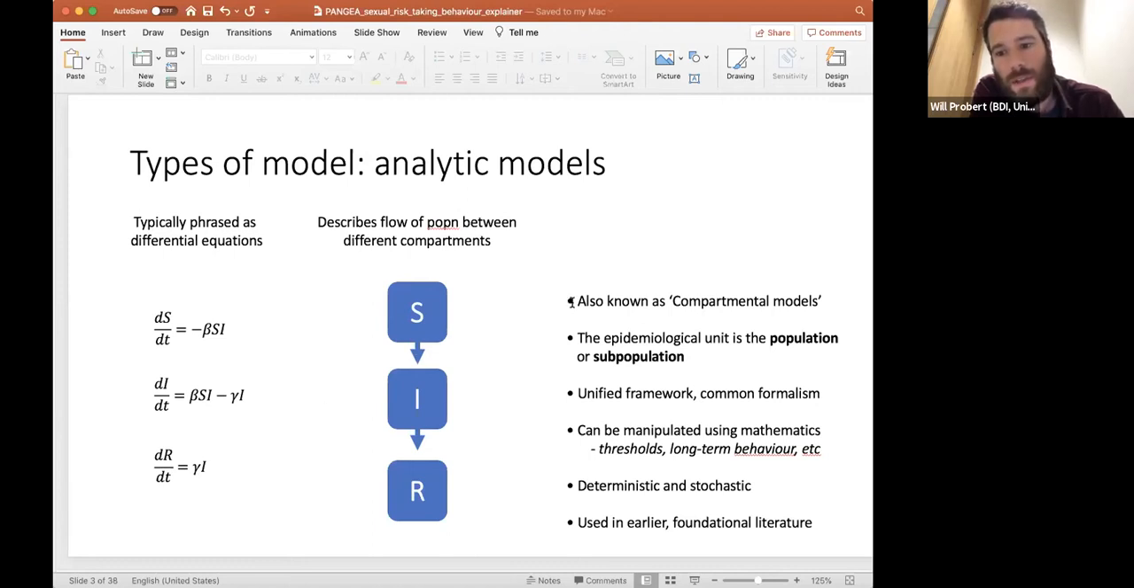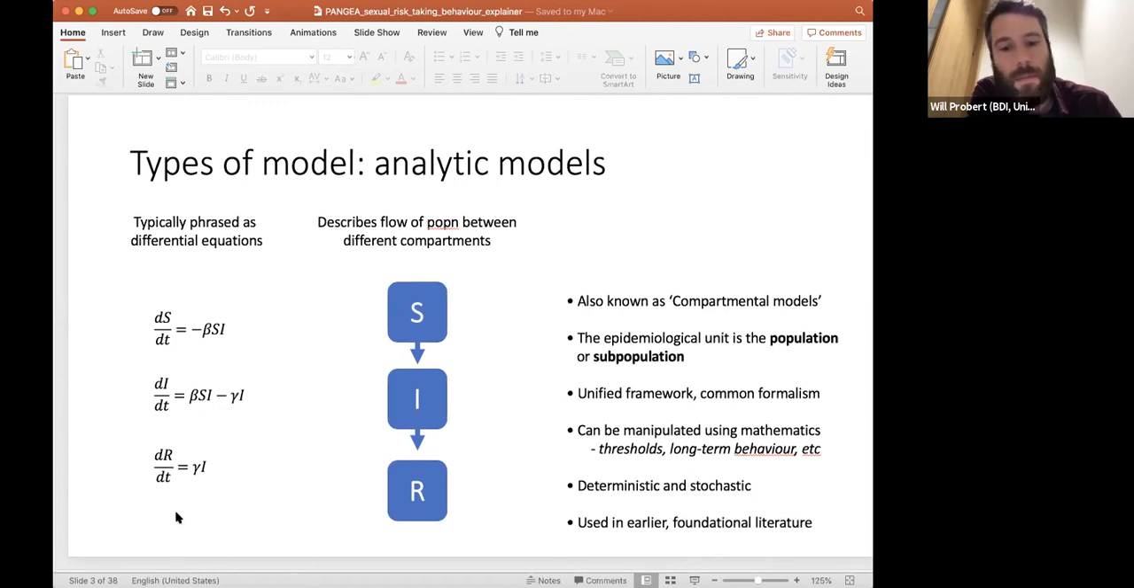So these are known as compartmental models. It's key to keep in mind that the epidemiological unit in these sorts of models is typically the population or a subpopulation. It doesn't have to be, but it typically is. This is a unified mathematical framework, so we have a common formalism, and there are some fantastic benefits to that, in that these models can then be manipulated using mathematical tools. There's a big mathematical toolbox for interrogating mathematical equations.